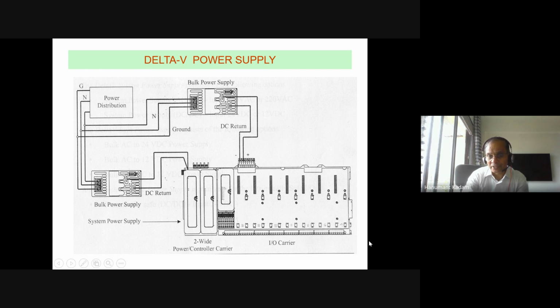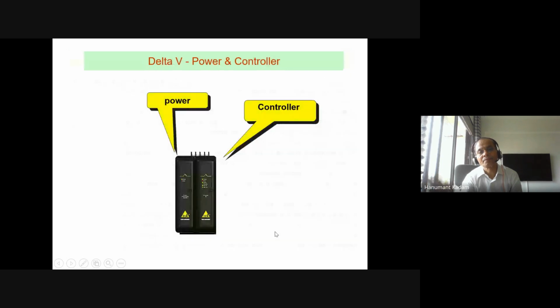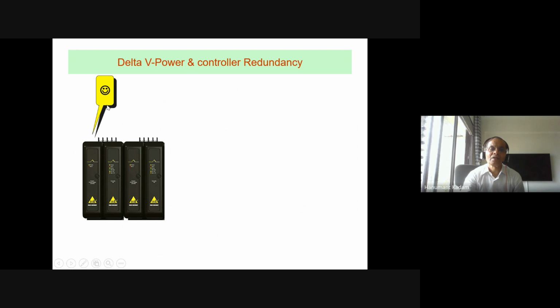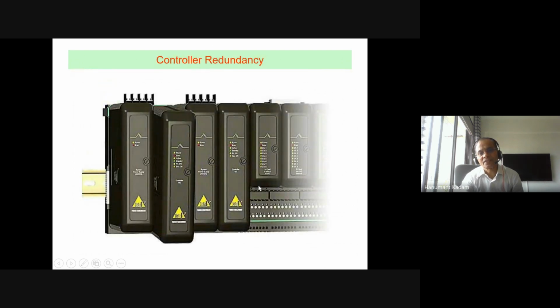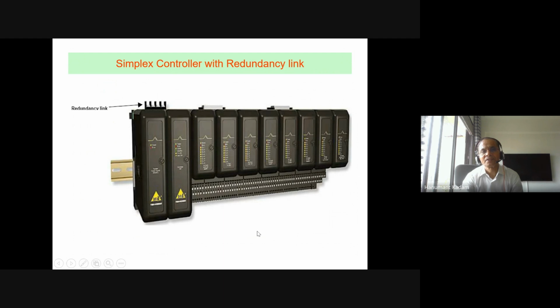This is the IO carrier, and for that IO carrier the power is 24 volt DC. From here it's coming like this. So this is a power and controller redundancy, controller redundancy here, one this and this controller redundant.